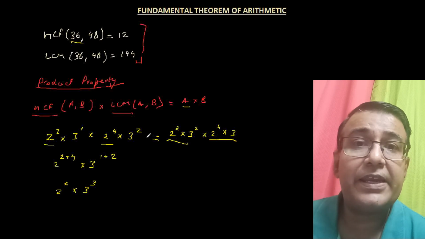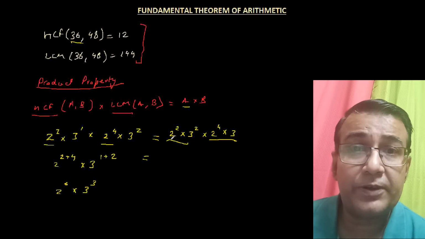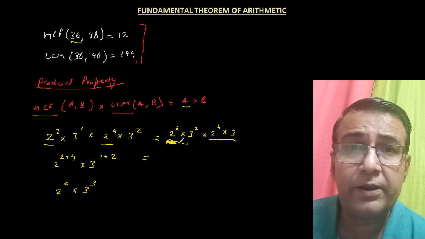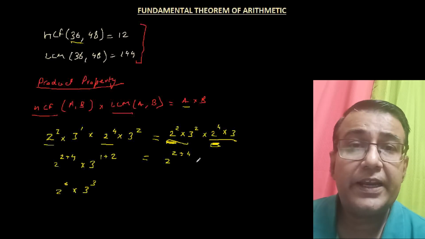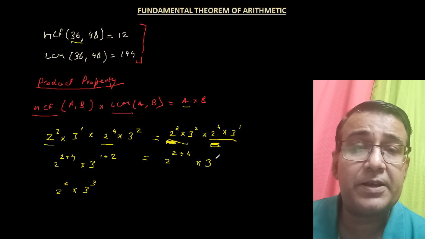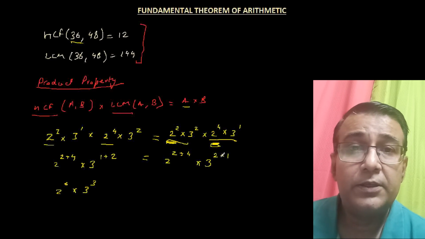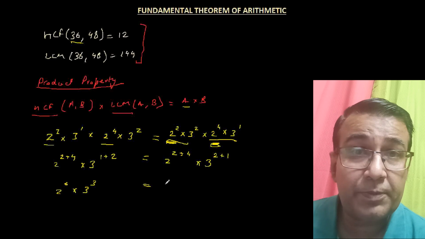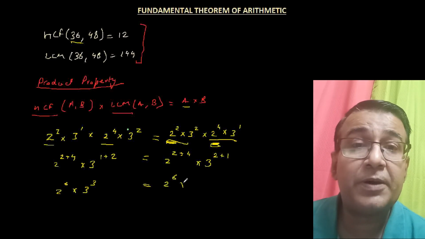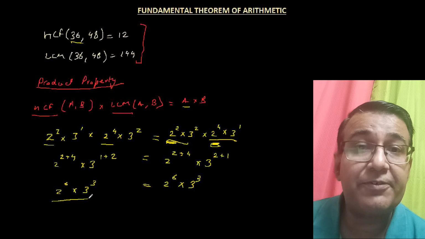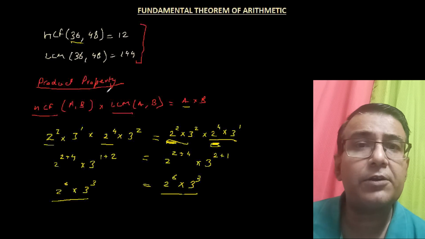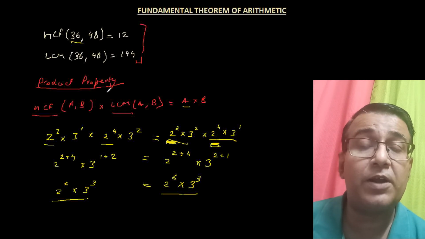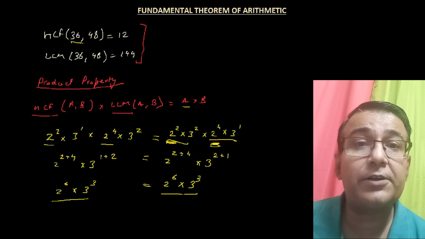And now looking at the right hand side, again we are going to add the powers. So we have got a power of 2 here and a power of 4 here. So that becomes 2 to the power of 2 plus 4. And looking at 3's, we have got a power of 2 here and a power of 1 here. So that becomes 3 to the power of 2 plus 1. So simplifying it, we get again 2 to the power of 6 times 3 to the power of 3. And as you see, both the left hand side and the right hand side are equal. That means it is proved that the product of the HCF and LCM of any two numbers is the same as the product of the two numbers.